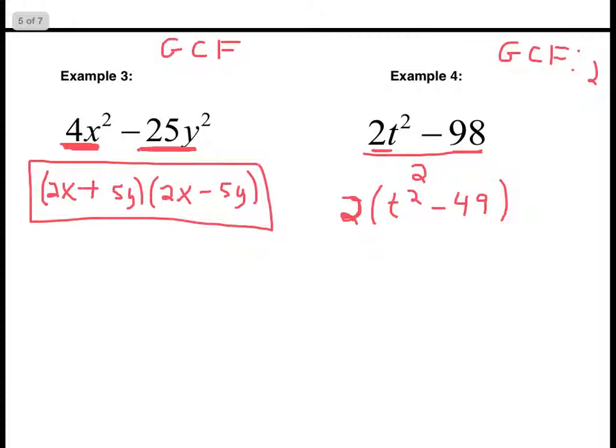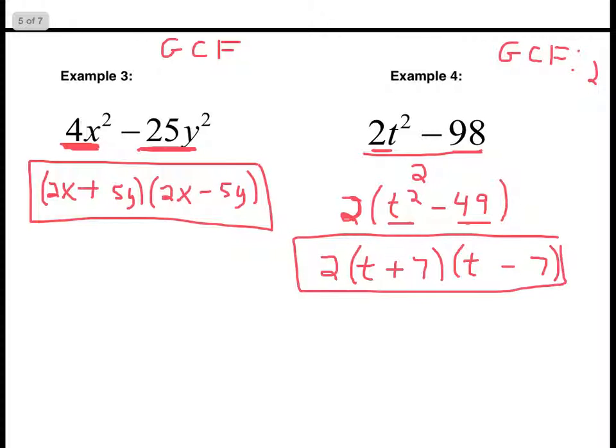So now I'm going to continue factoring. I always bring down the greatest common factor. That becomes part of my answer. Then I'm going to set up the two sets of parentheses. I take the square root of t squared, which is t, put that on both sets, and then I take the square root of 49, which is 7. Then all I do is add my plus sign and my minus sign, and this would be my answer. Now you can double check this by multiplying.